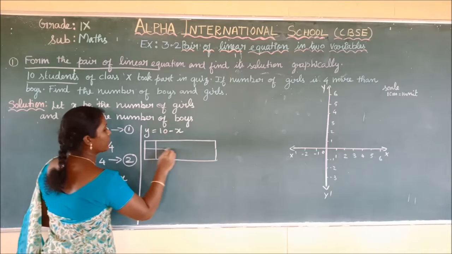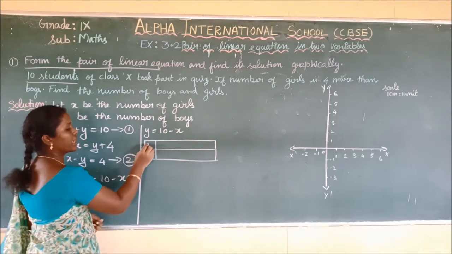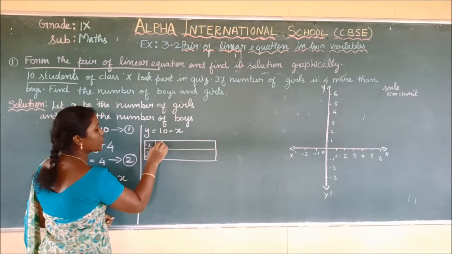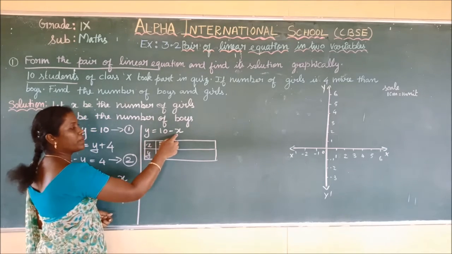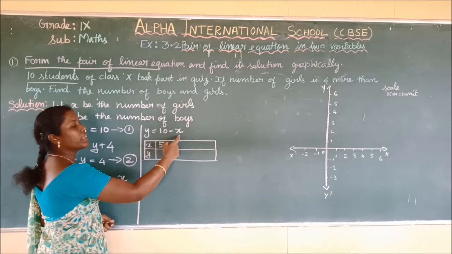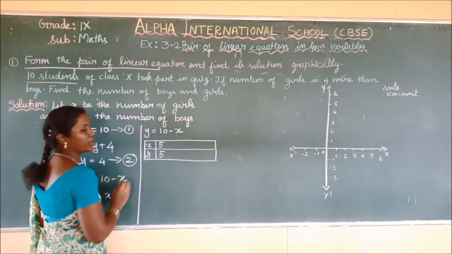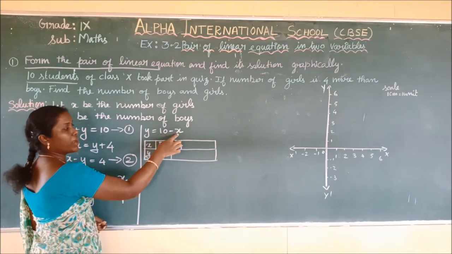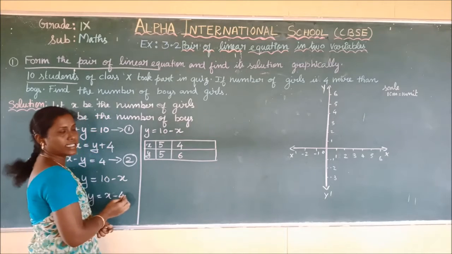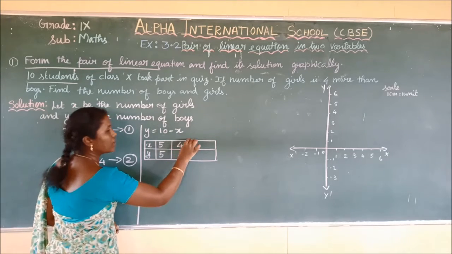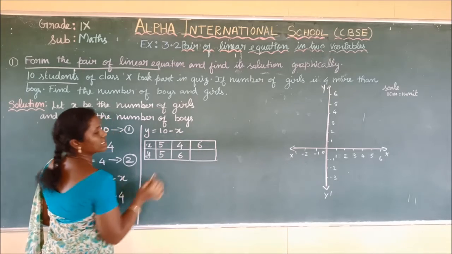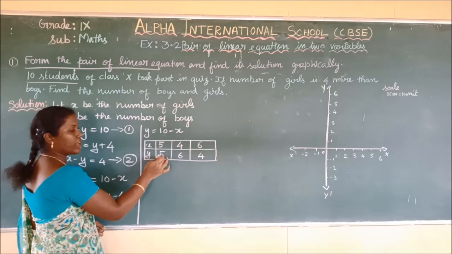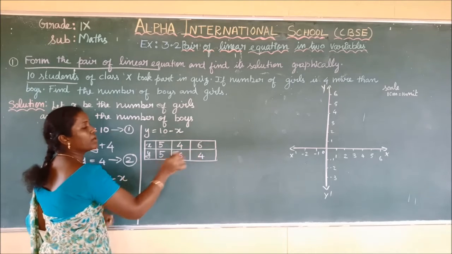See now the values of x and y. The first value I am going to give for x is 5. So if I replace x by 5, 10 minus 5 is 5. The second value I am going to give is 4. So 10 minus 4 is 6. The third value I am going to give is 6. So 10 minus 6 is 4. So the points are 5, 5; 4, 6; 6, 4.